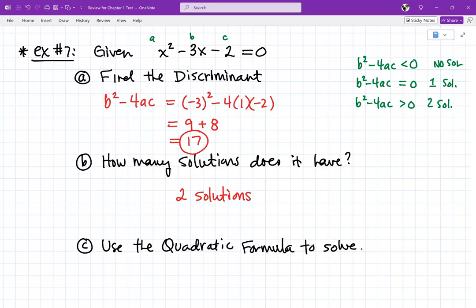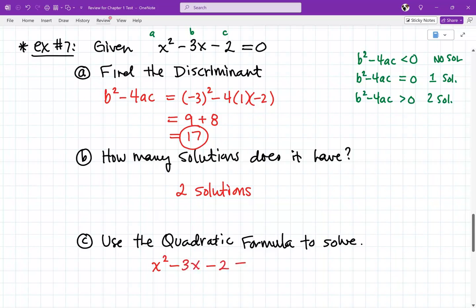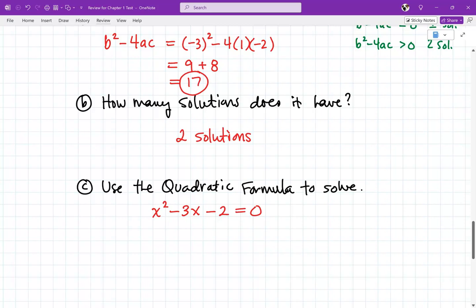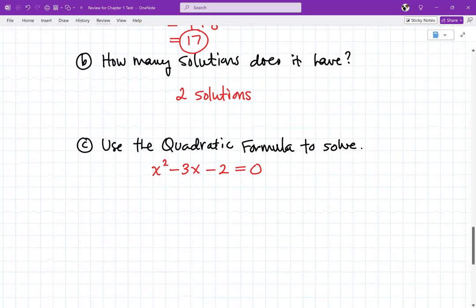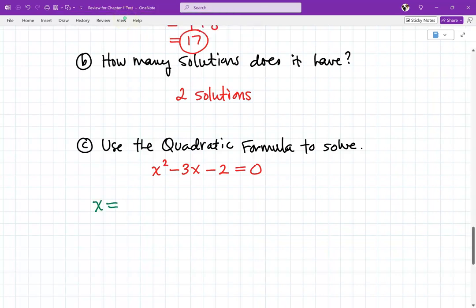Okay? Now let's use the quadratic formula to solve. I'm going to rewrite the problem right here because I don't want to keep moving up and down. The quadratic formula has a formula, of course. It's called the quadratic formula. So here we go. X is equal to negative b plus or minus the square root of the discriminant, b squared minus 4ac, over 2 times a.